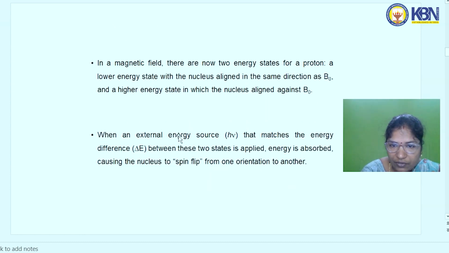In a magnetic field, there are now two energy states for our protons: the lower energy state, with the nucleus aligned in the same direction as B0, and the higher energy state, with the nucleus aligned against B0. When an external energy source that matches the energy difference between these two states is applied, energy is absorbed, causing a nucleus to flip from one orientation to another.